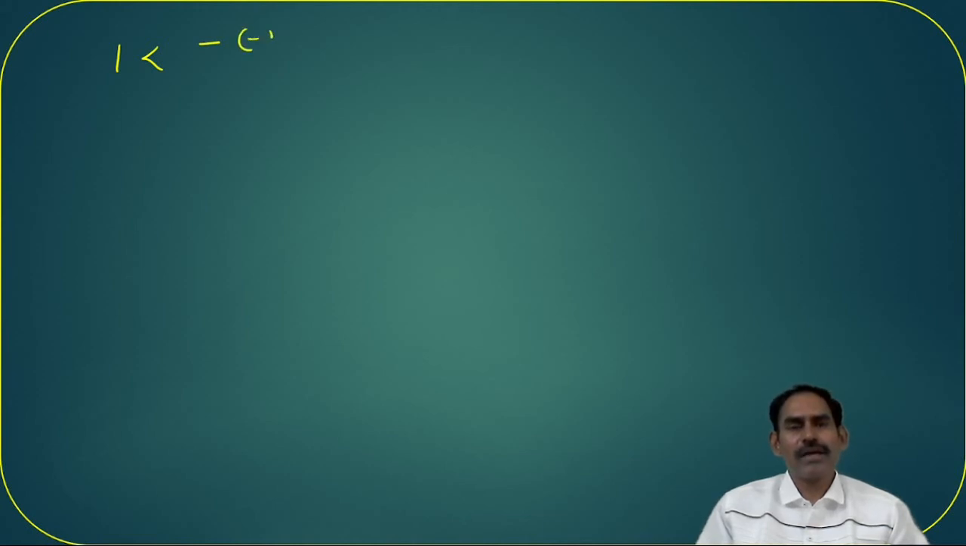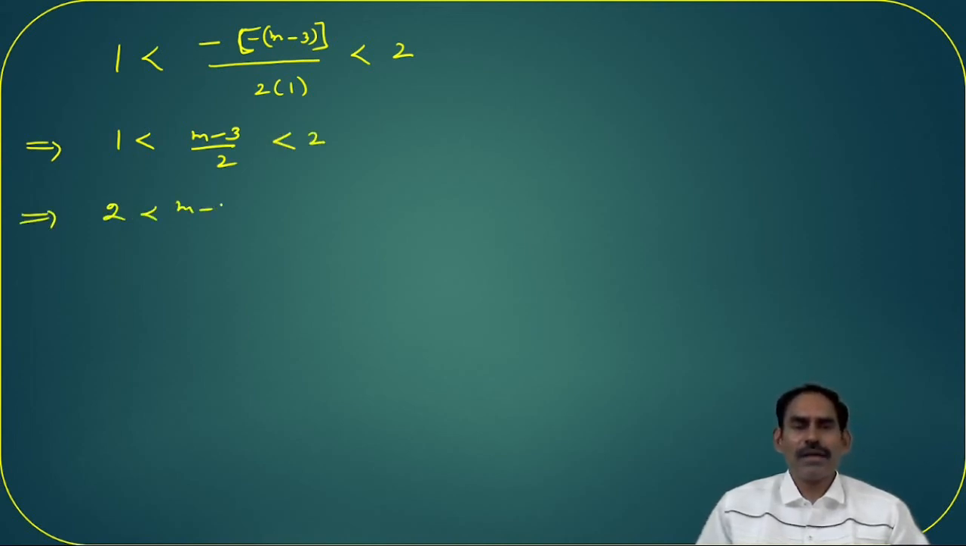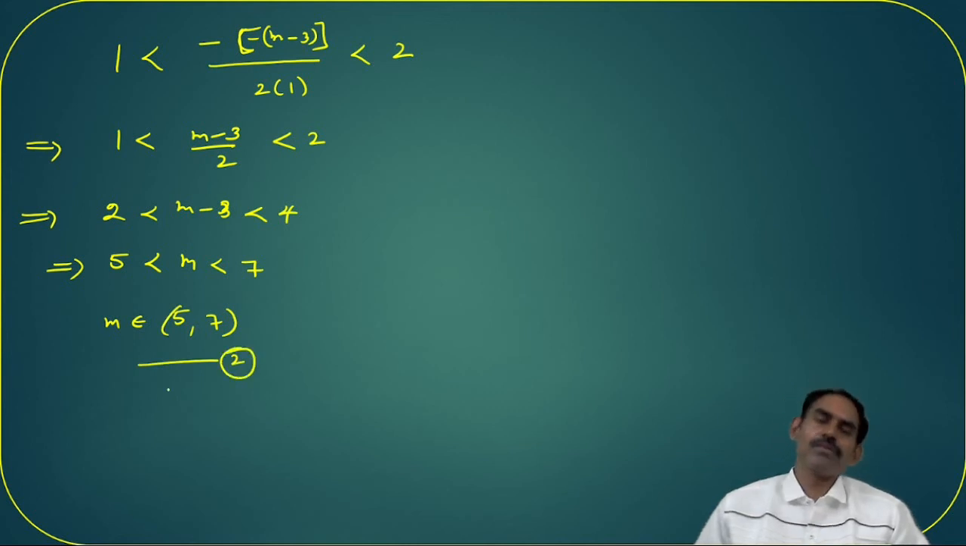Next, second condition: 1 less than minus b by 2a, minus b by 2a is m minus 3 by 2a, and a is 1, less than 2. That implies 1 less than m minus 3 by 2 less than 2. 2 less than m minus 3 less than 4, multiplying with 2. That implies adding 3 on both sides. So 5 less than m less than 7. Next, m belongs to 5 to 7, open interval. This is condition number 2.